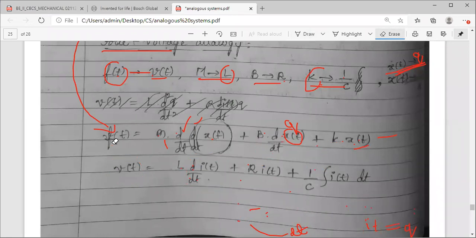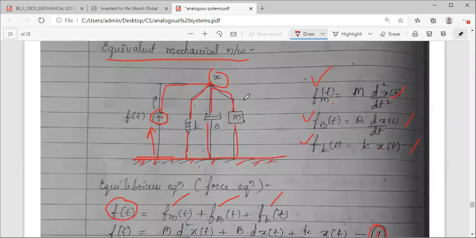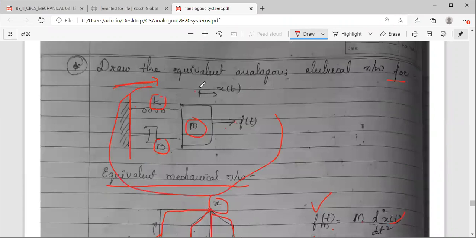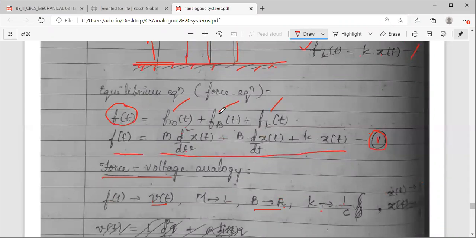Now, from this equation, we can draw the equivalent analogous system for force voltage analogy. You can see only one node exists, so only one current exists, and there is only one loop. Okay, this is clear. In your given question, there is only one displacement, one mass. So there will be only one loop. In case of force voltage analogy, the electrical network will have only one loop.